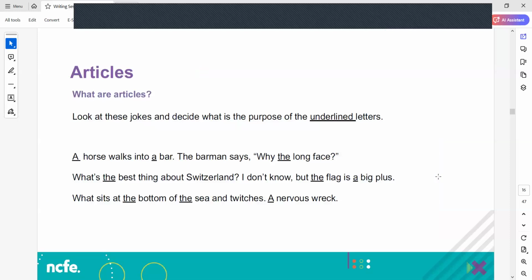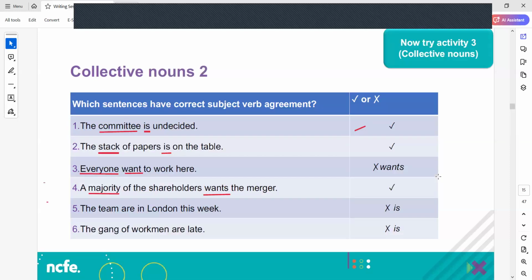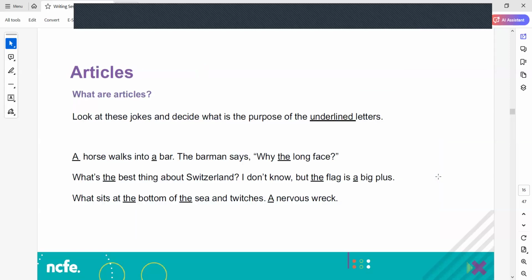So any more questions before we move on to articles? Okay, so what are articles?